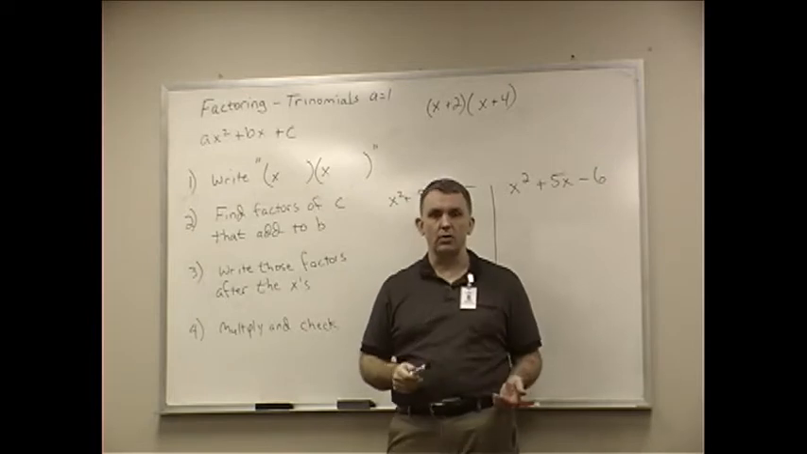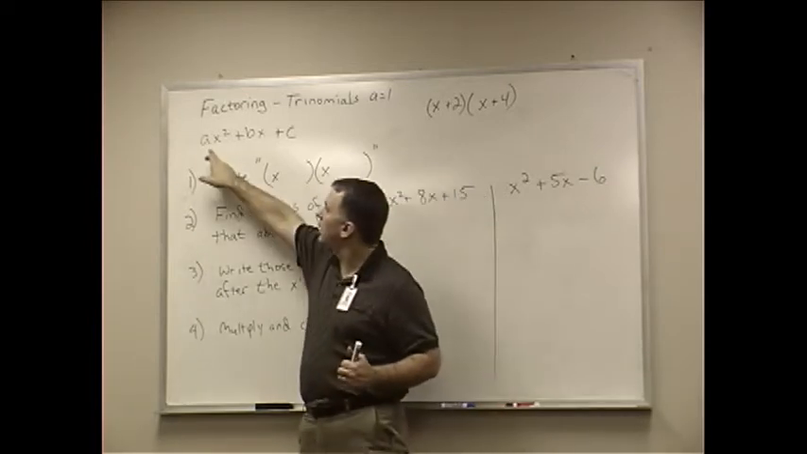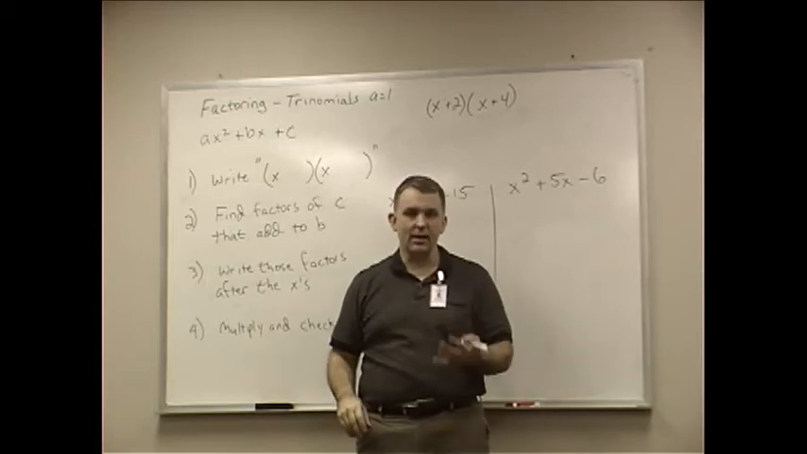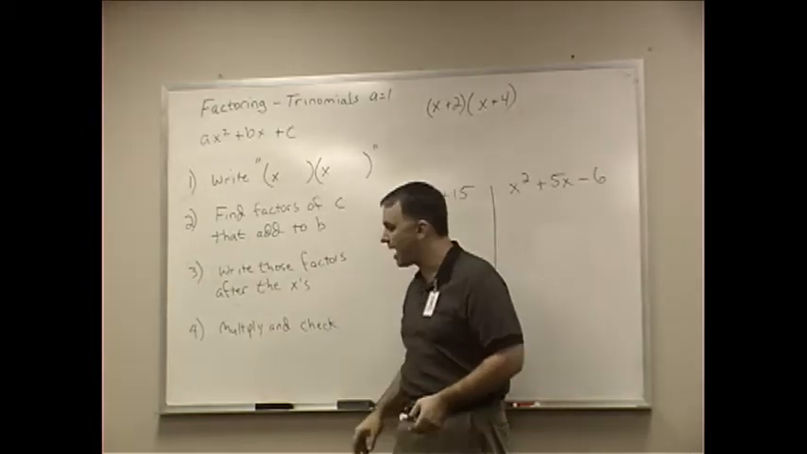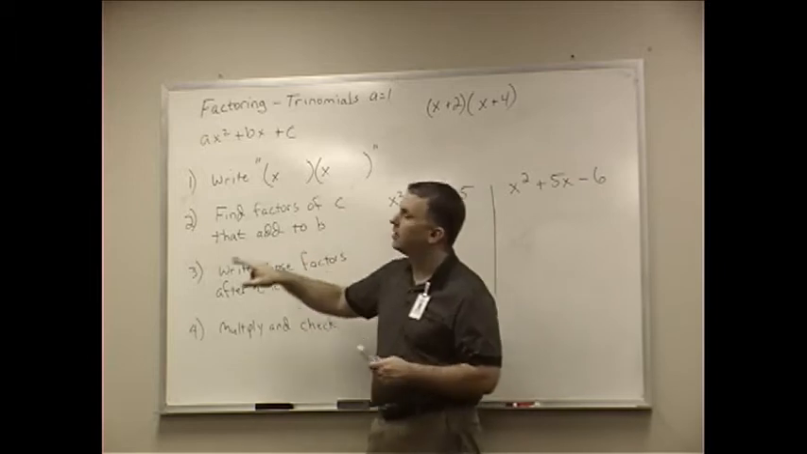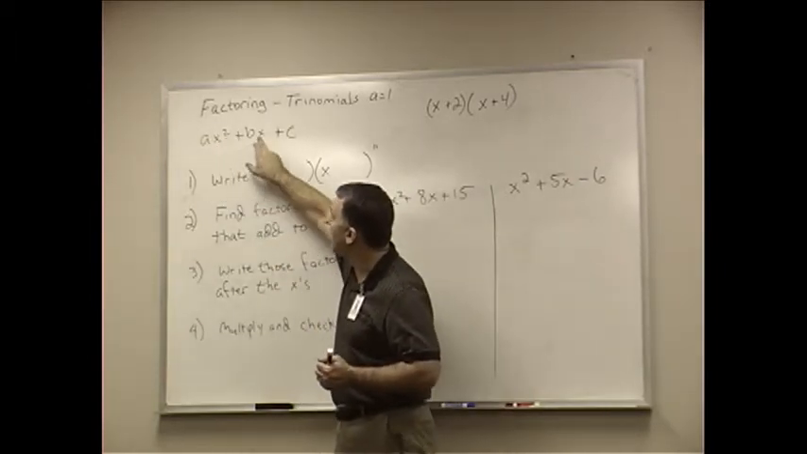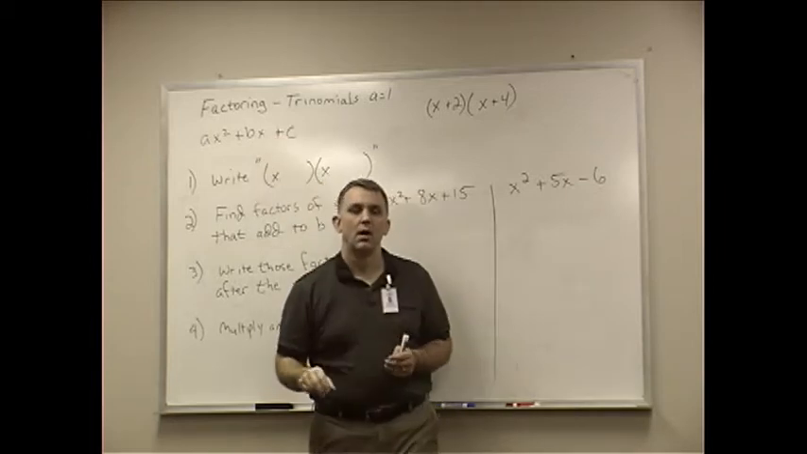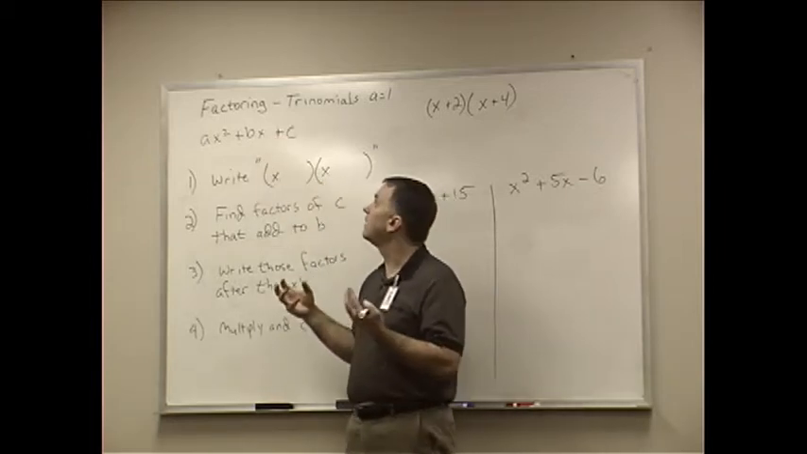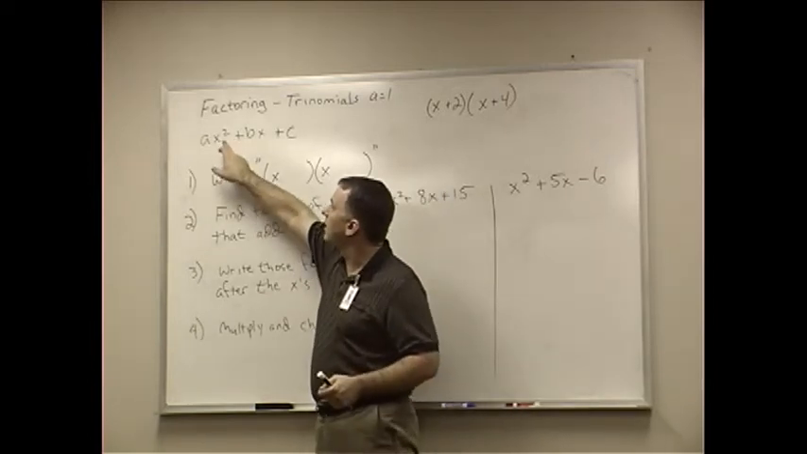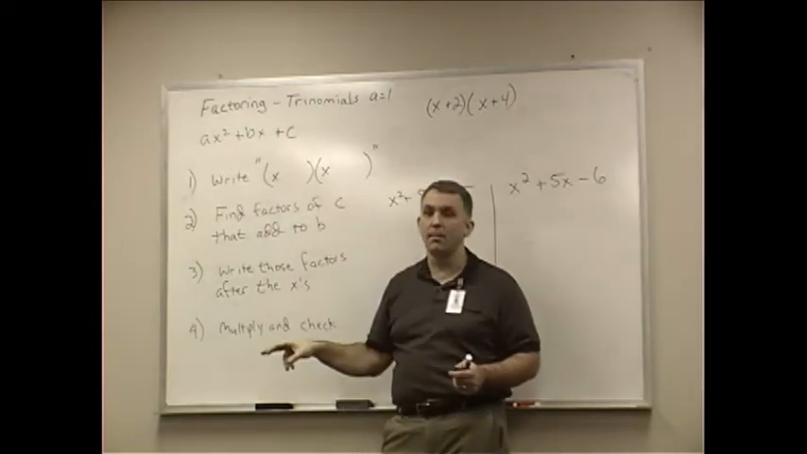Trinomials have 3 terms. Now I want you to look at the form that I've written here. I wrote something called ax squared plus bx plus c. It's really important that you realize that it goes x squared, x, and a number. So when you're looking to factor a trinomial, you want to make sure that it's got x squared, x, and then a number.